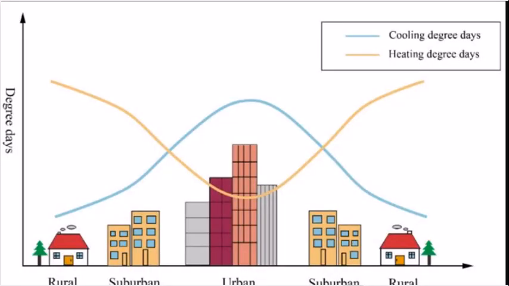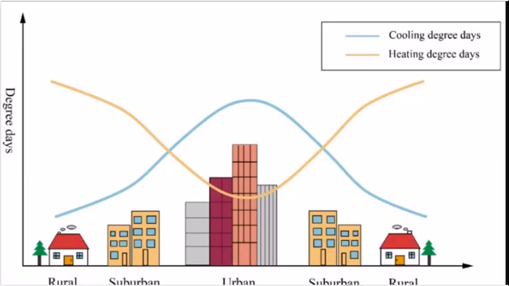The impact of urbanization on heating and cooling degree days. The image shows the relationship between urbanization and the number of heating and cooling degree days experienced in different areas. Observations. Heating degree days. The number of heating degree days decreases as urbanization increases. This is likely due to the heat island effect, where urban areas tend to be warmer than rural areas.